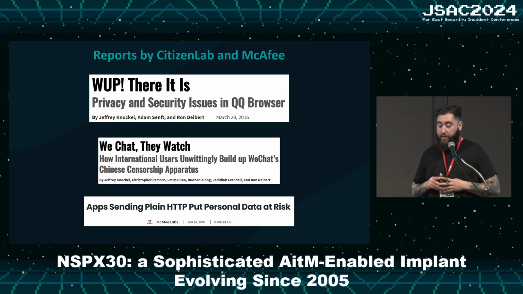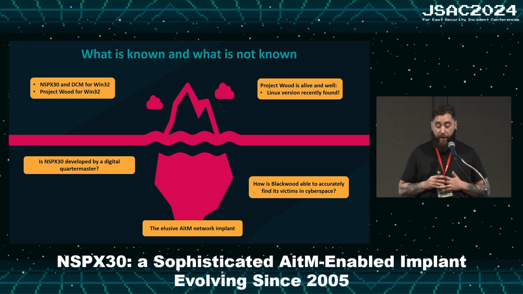For example, Citizen Lab and McAfee reported that applications such as QQ Browser, WeChat, and Sogou Pinyin will send data in insecure protocols that will allow the attackers to de-anonymize and track the users. Finally, to the best of our knowledge, there is no publicly documented network implant with these capabilities described in this investigation.